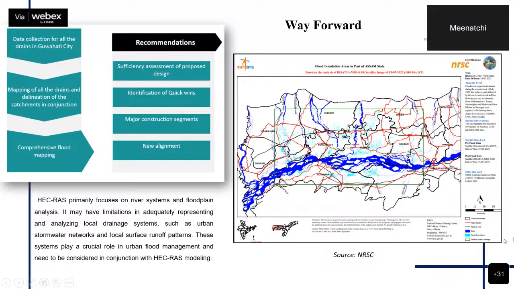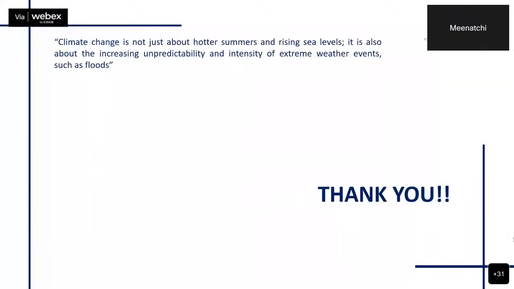Climate change is not just about hot summers or rising sea levels. It's also about increasing unpredictability and intensity of extreme weather events such as floods. Thank you.